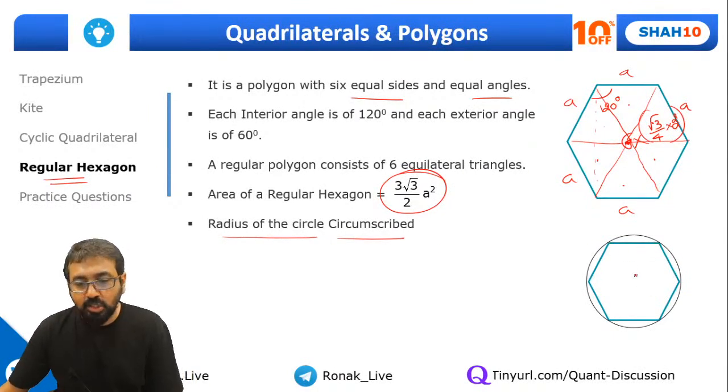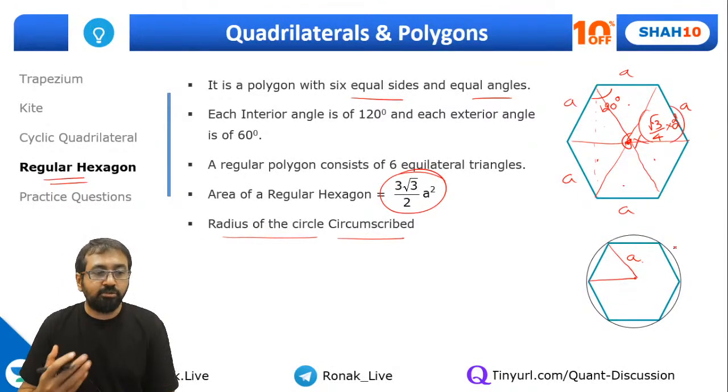So again guys, you can do that thing. The radius will be nothing but this side. So the side of a regular hexagon will become the radius of this circle, right? And if I inscribe a circle, then again you can easily calculate the radius. So I'm leaving it to you so that you can calculate that.